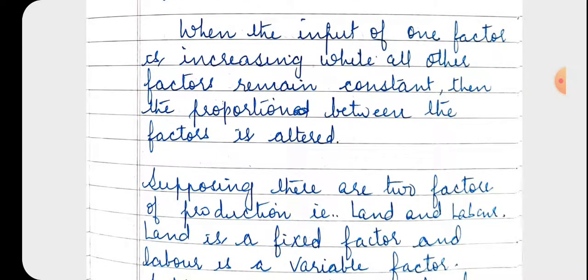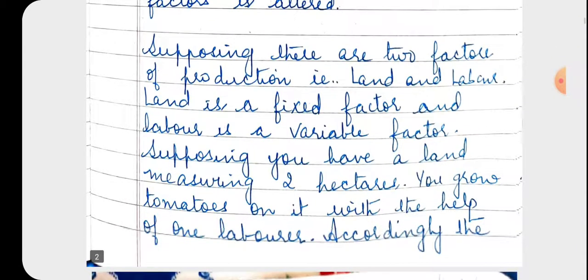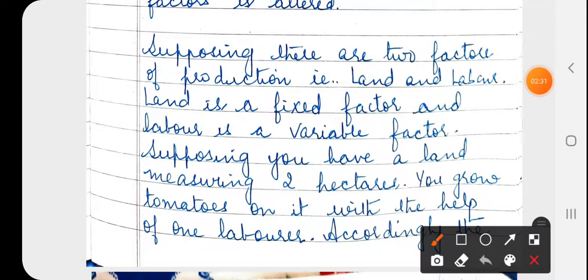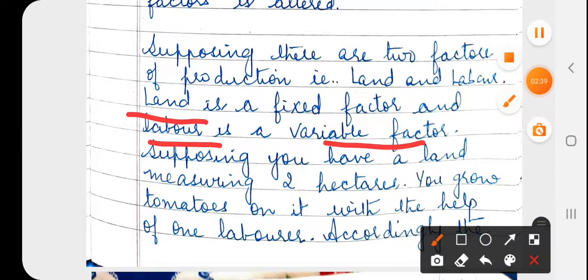When the input of one factor is increasing while all other factors remain constant, then the proportion between the factors is altered. As I've told you, we have two factors, land and labor. Land is our fixed factor and labor is our variable factor. Suppose you have a land measuring 2 hectares.